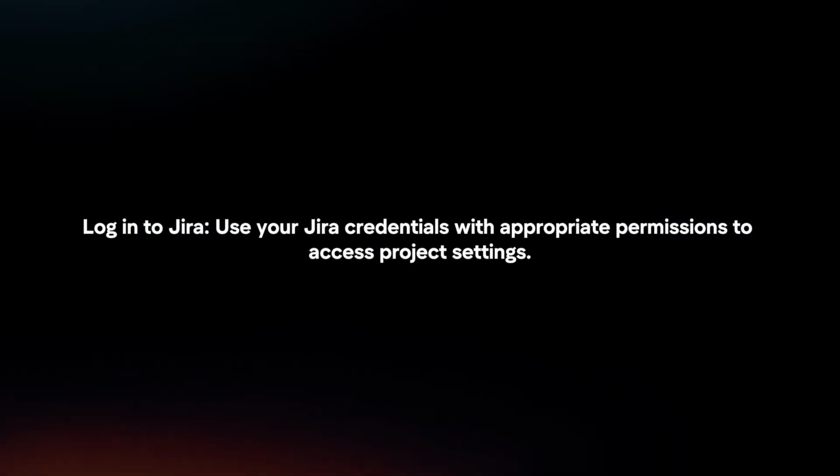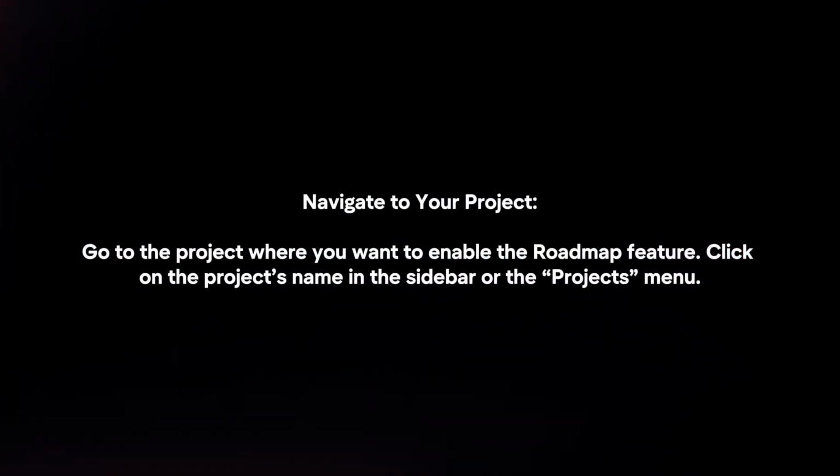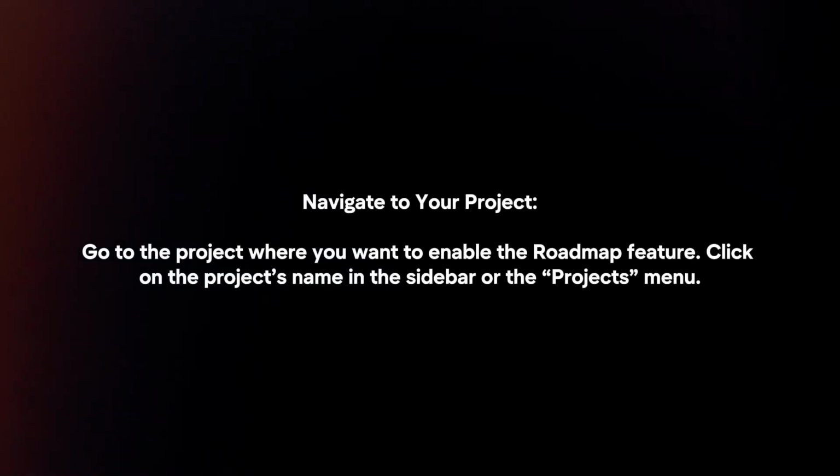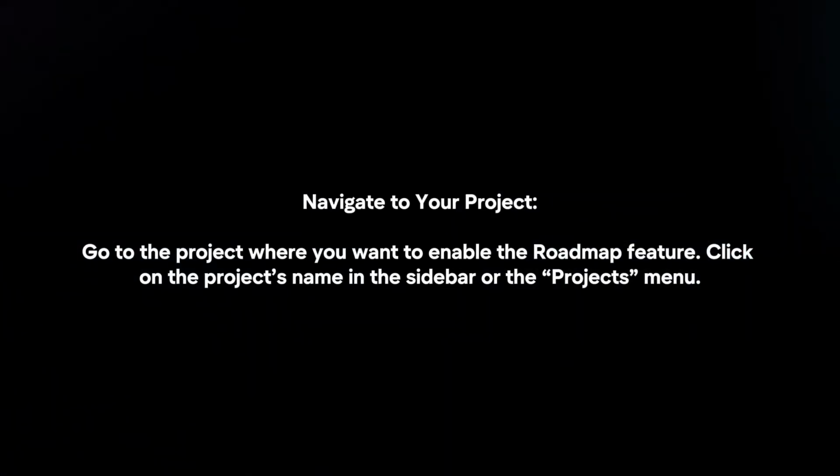Log into Jira. Use your Jira credentials with appropriate permissions to access project settings. Navigate to your project. Go to the project where you want to enable the roadmap feature. Click on the project's name in the sidebar or the project's menu.